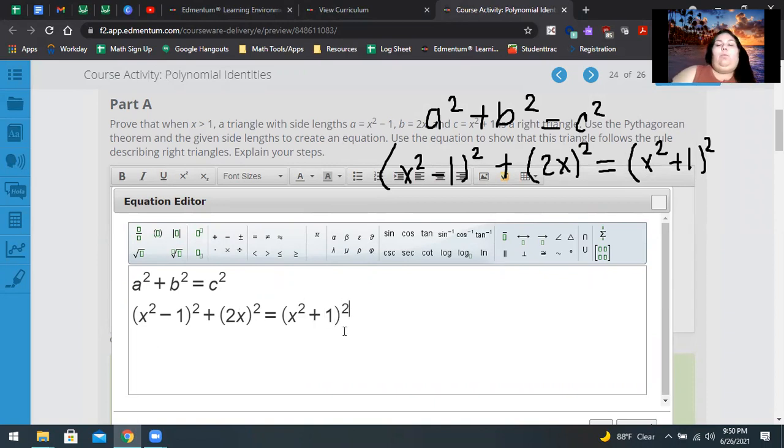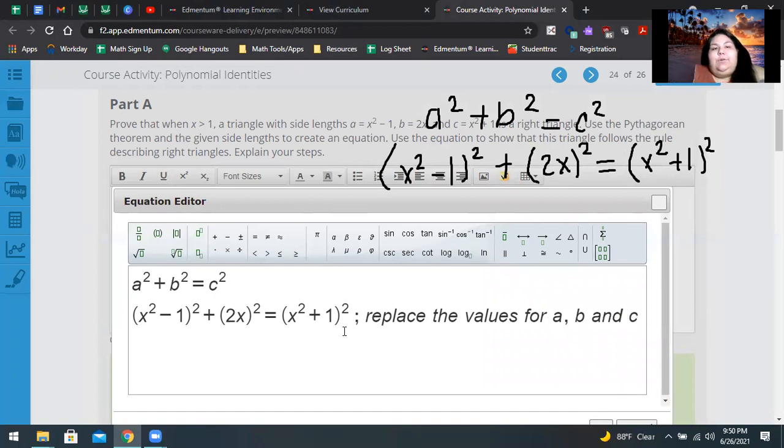So what did we do here? Again, you need to explain your steps. Right here, I'm going to put a semicolon after all my work and make the statement of what we did here. So we substitute, or replace, the values for a, b, and c.